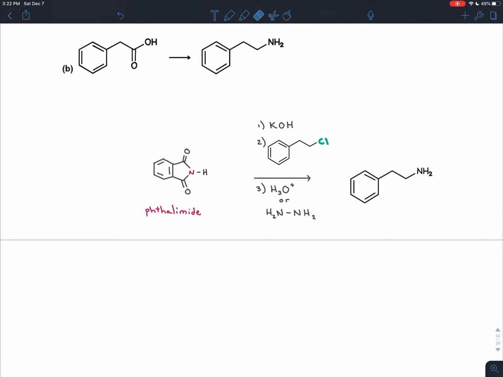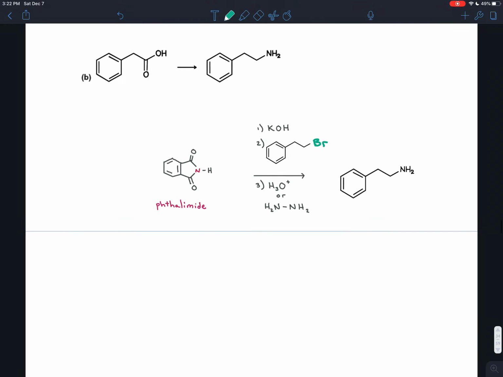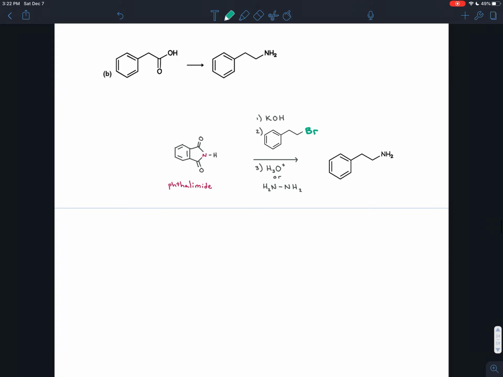The question is, or let's actually use bromine here. Chlorine would actually work, but it would be a slightly different series of steps that we're going to use. So if we had this alkyl bromide, then we would be able to make this amine. The question is, how can we turn the carboxylic acid they gave us into that alkyl bromide? How can we take this molecule and turn it into this one?